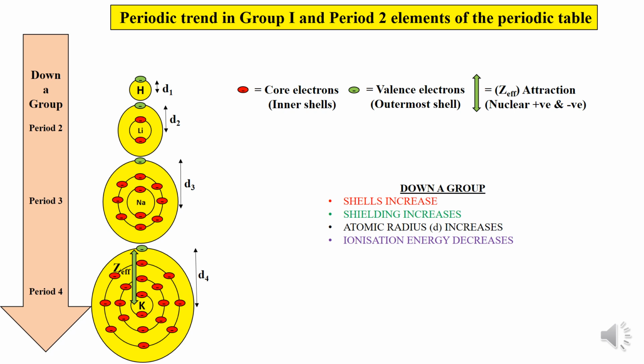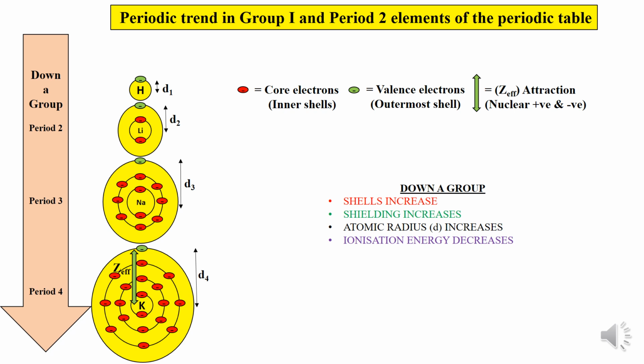Now ionization energy decreases going down a group because as you go down the group, number of shells increase. With increase in number of shells, the size increases. With increase in size, shielding increases. And as a result of shielding and the increase in the distance, the electrostatic force of attraction between the nuclear protons and the outermost valence electrons also decreases. And the outermost valence electrons are loosely held.